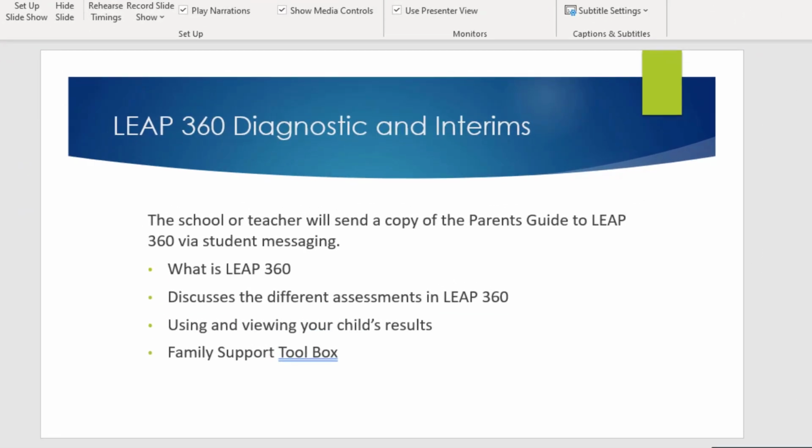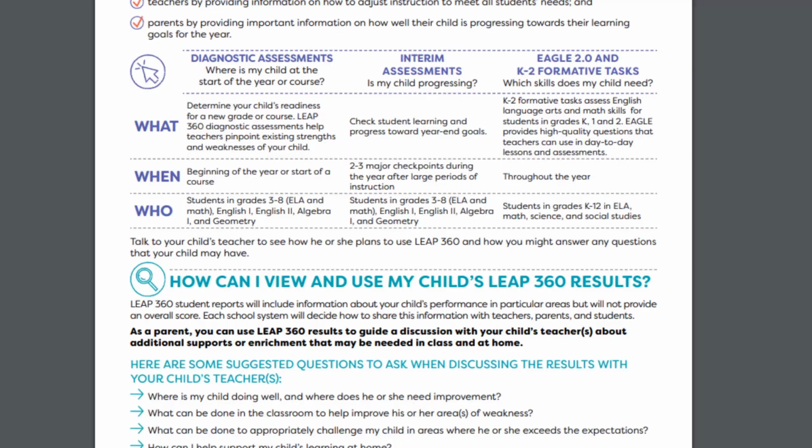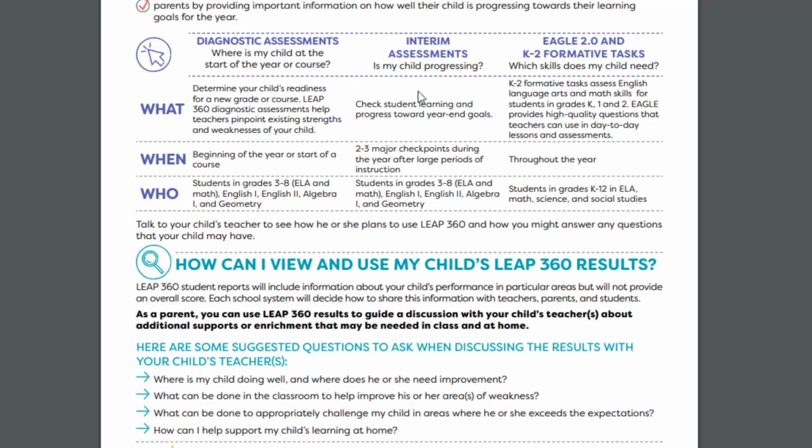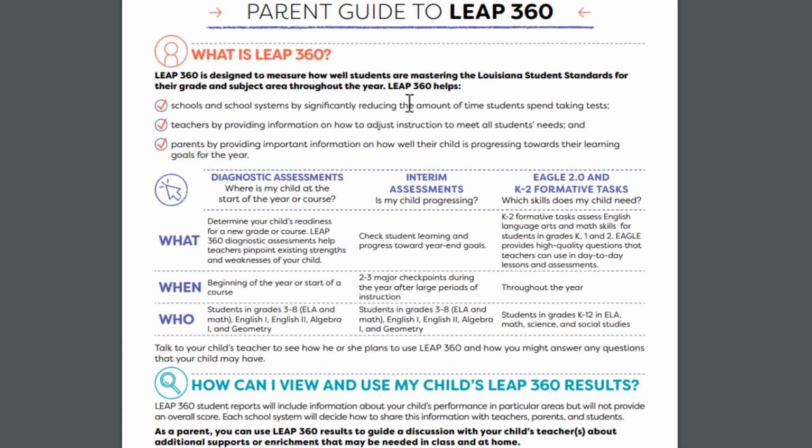this parent's guide looks like. Okay, so it looks like this. At the top of the page, it has what is LEAP 360. One of the things about it is that it provides teachers information on how to adjust instruction to meet all student needs. And then for parents, it provides information on how well their child is progressing towards their learning goals for the year.